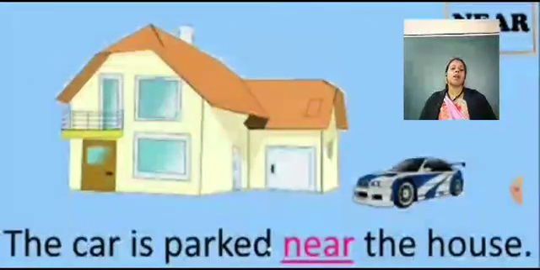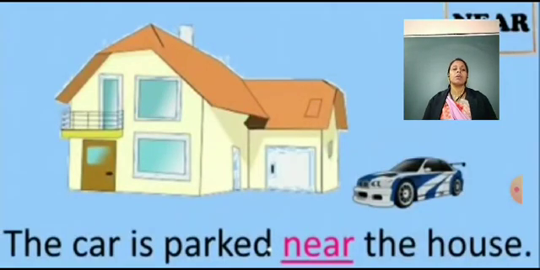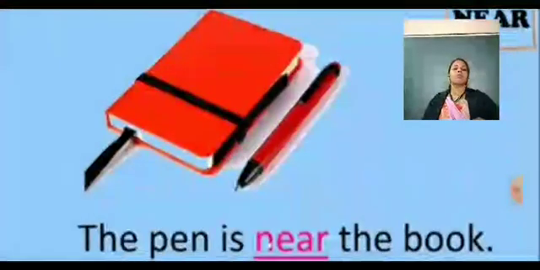Okay, now in the next picture there is a car and the car is near the house. So what can you say, dear children? You can say that the car is parked near the house. The car is parked near the house. Okay, so कार को कहाँ पे पार्क किया गया है? तो the car is parked near the house.